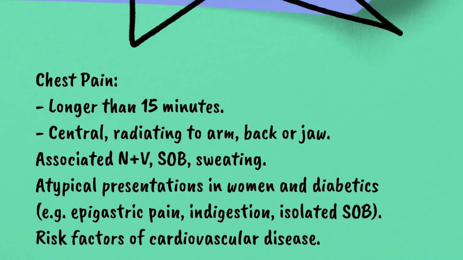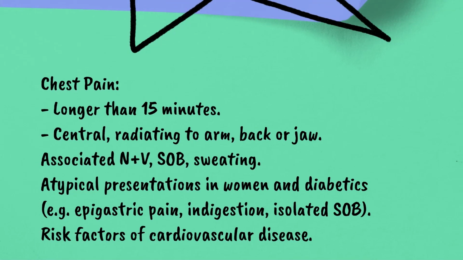Atypical presentations are more common in older patients, women, and patients with diabetes. This includes presentations such as epigastric pain, indigestion-like symptoms, isolated dyspnea, or syncope. Women are also more likely to present with middle or upper back pain. Risk factors for cardiovascular disease, particularly a history of ischemic heart disease, can also be used in decision-making. For example, diabetes, high cholesterol, hypertension, metabolic syndrome, obesity, and smoking.